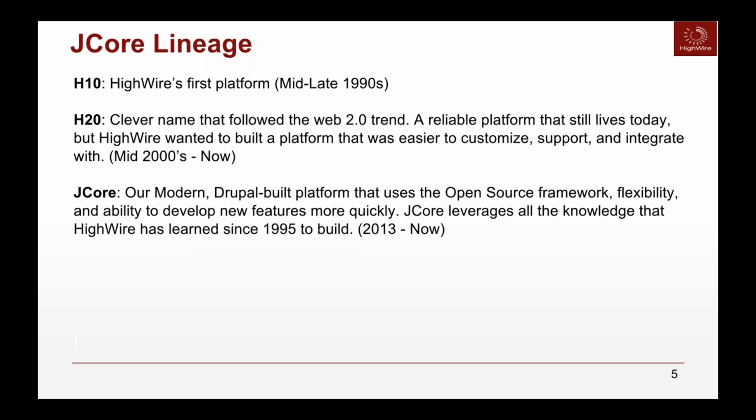And JCore came around in about 2013, and it was built on everything that we've learned over the years from previous platforms. So it integrated all our deep knowledge and the best of the features that were being used, and also allowed HighWire to start building more and more features quicker than they would have been able to previously.